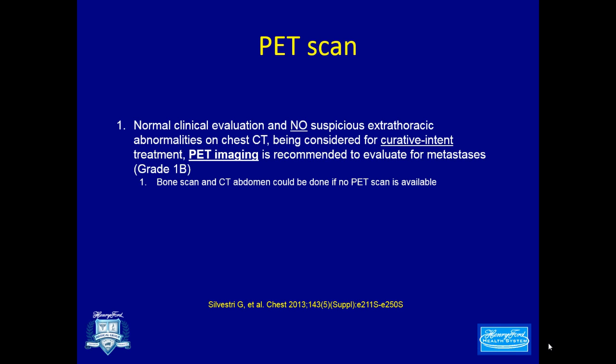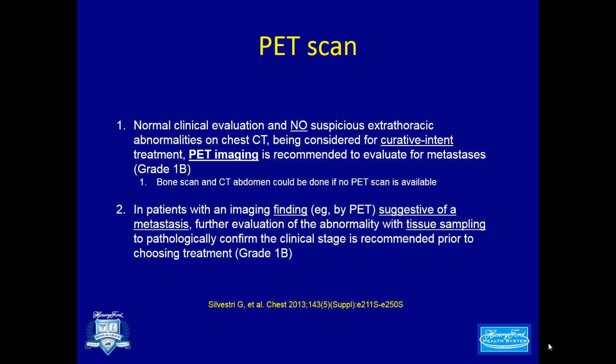It's actually easy. You don't have to talk to anybody. They approve the PET scan. Patients go for surgery after that. If the PET scan is not available for multiple reasons, you can pursue a bone scan and a CT scan of the abdomen, the entire abdomen, to look for metastatic lesions. Now, if you find something on the PET scan or another scan that is suspicious for a potential metastasis, then you should pursue tissue sampling.